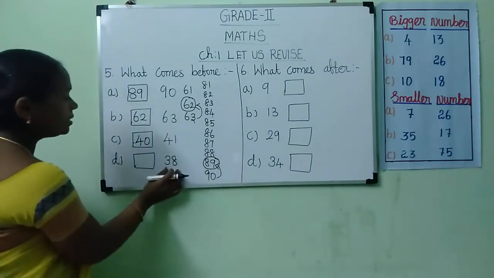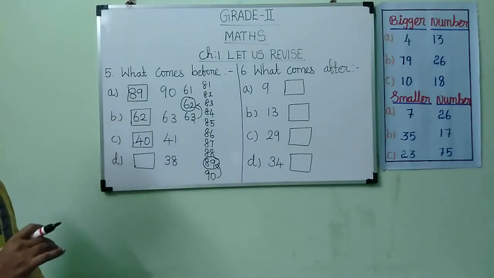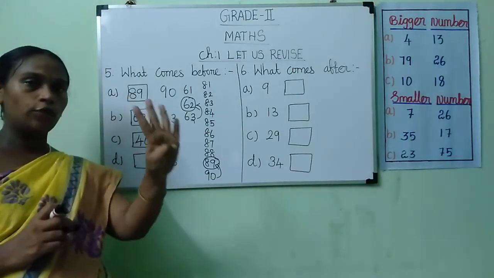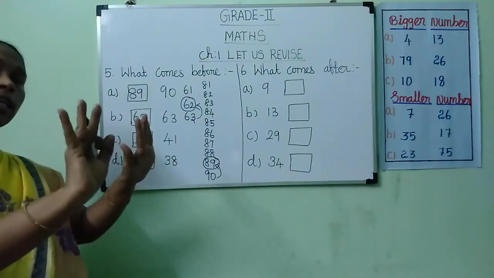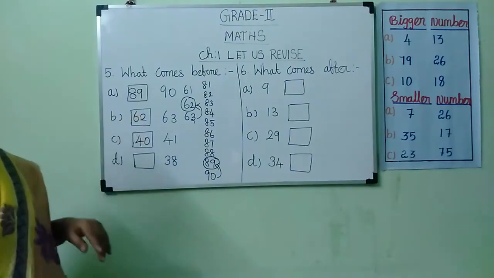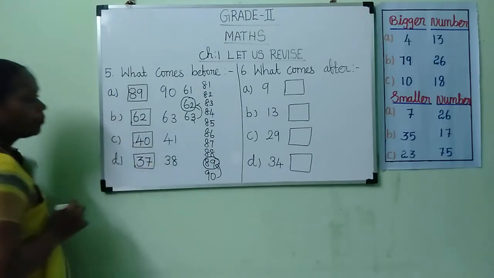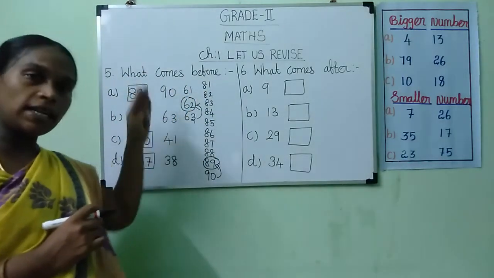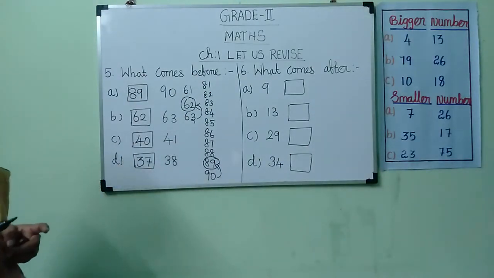The next one, 38. 38 before? 31, 32, 33, 34, 35, 36, 37, 38. 38 before, yes, 37. So write 37. Are you clear, children? How to write what comes before? The remaining sums, do them yourself in your book. Okay, children?